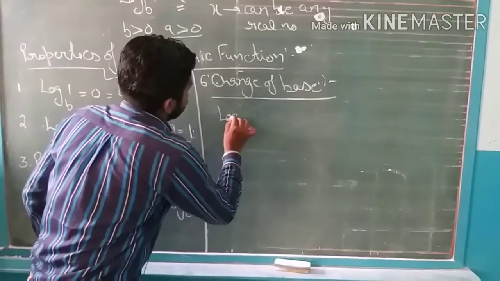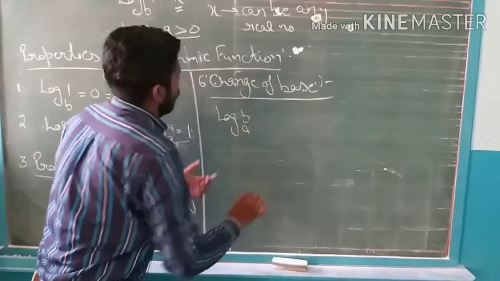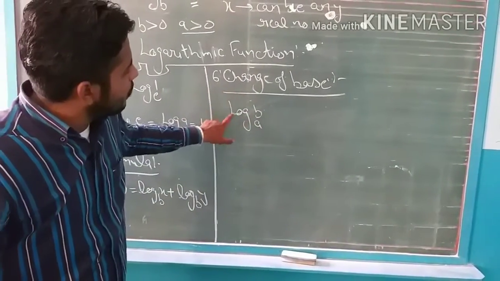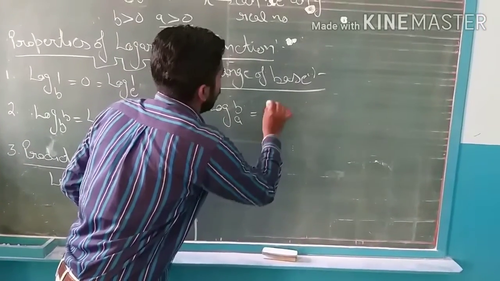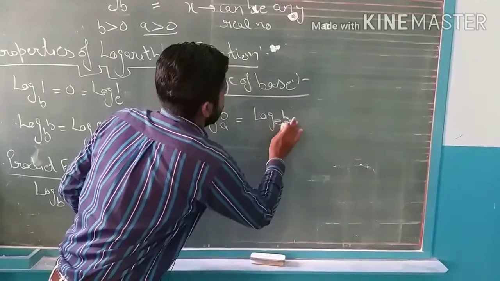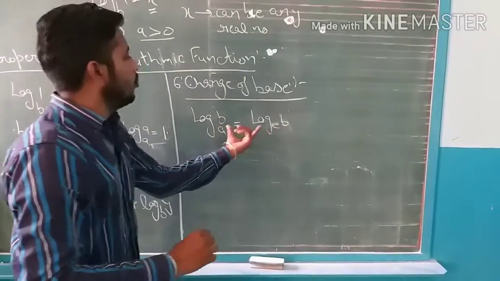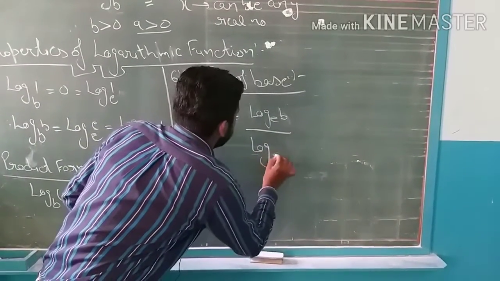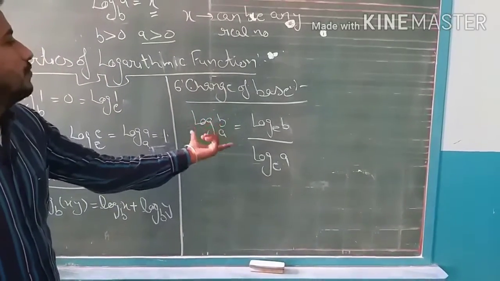Look here students, if we want to change the base of that log, what will we do? If we want to change the base to e, the answer will be equal to log of b with base e upon log of a with base e. This is known as the change of base formula.